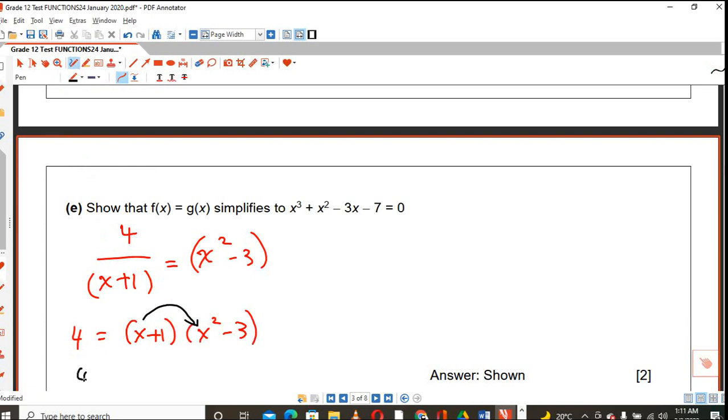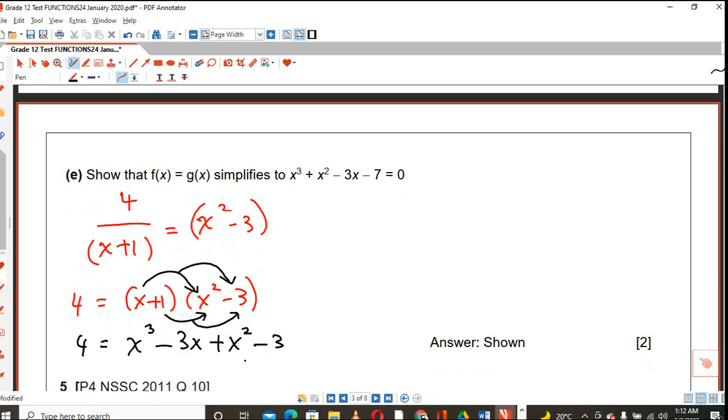So that's going to give us x cubed. We multiply that with that, that's going to give us minus 3x. And then we multiply here, you're going to get a plus x squared, and positive times negative gives you negative 3. Right, so we can now go ahead and clean this up.